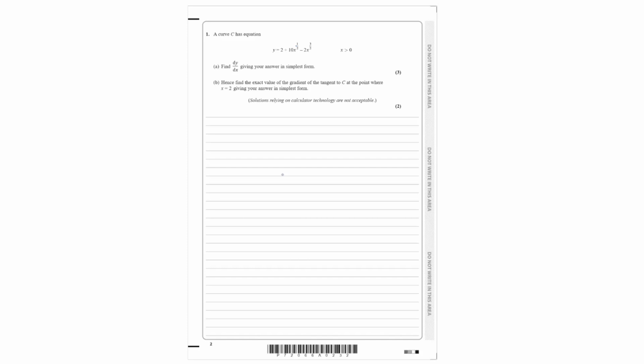A curve C has the equation y is equal to 2 plus 10x to the power of 1 over 2 minus 2 times x to the power of 3 over 2, given that x is greater than 0. Find dy by dx, giving your answer in its simplest form.